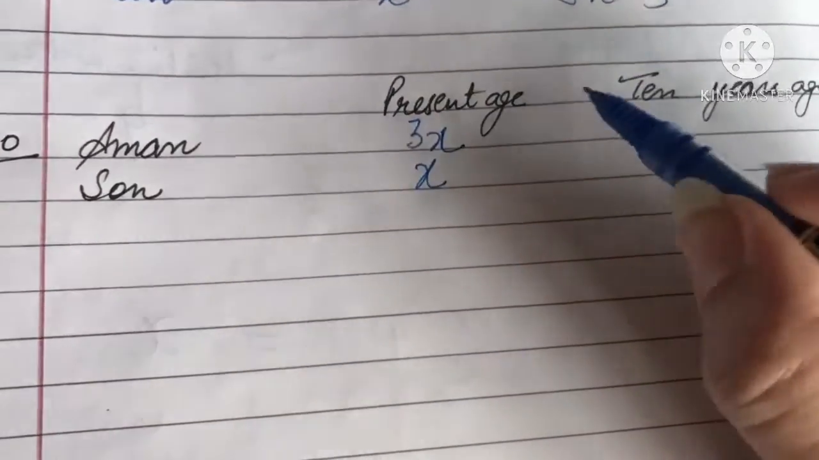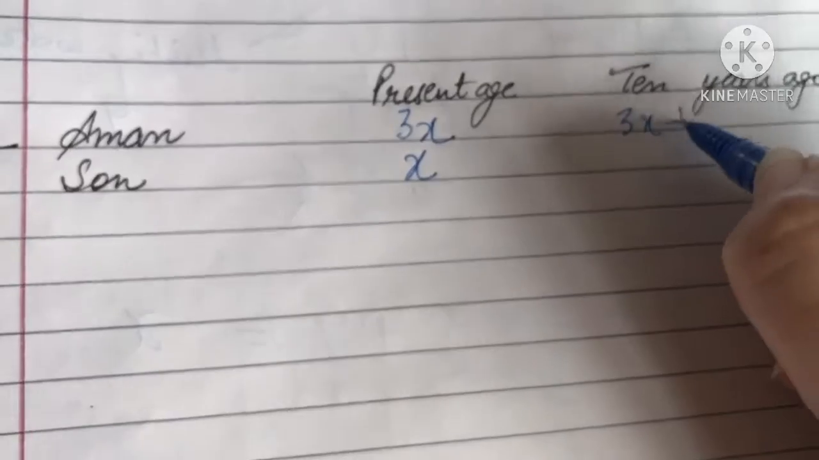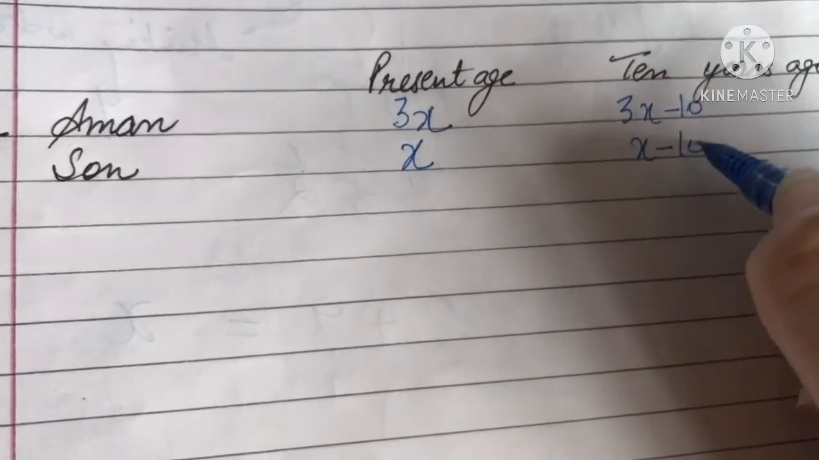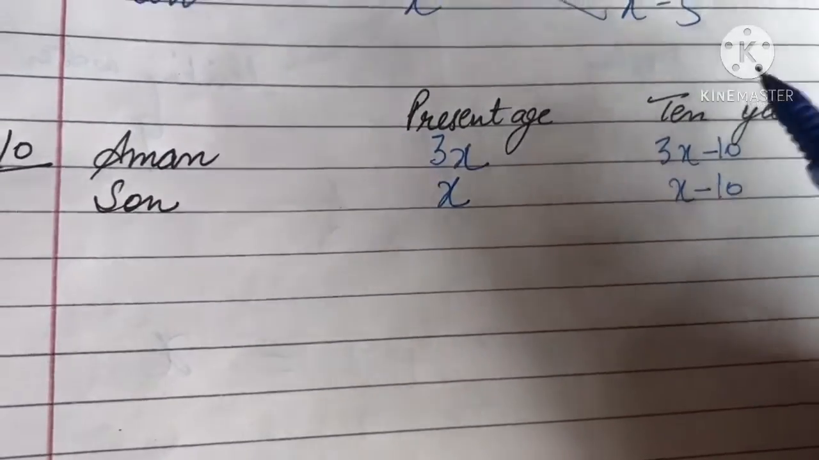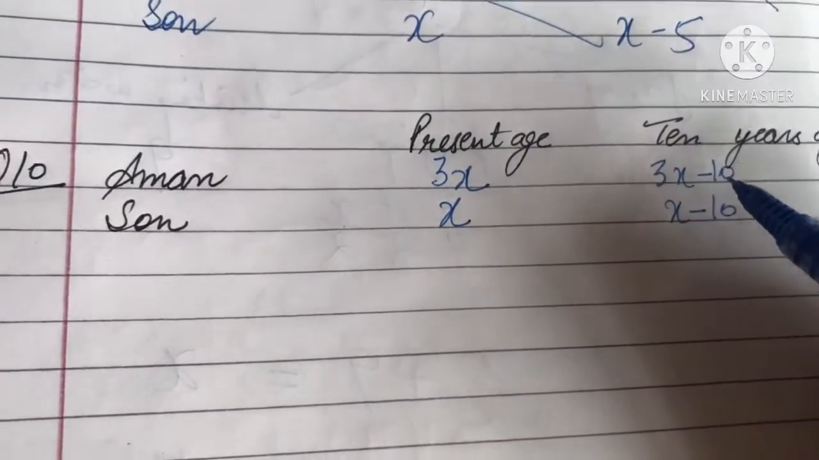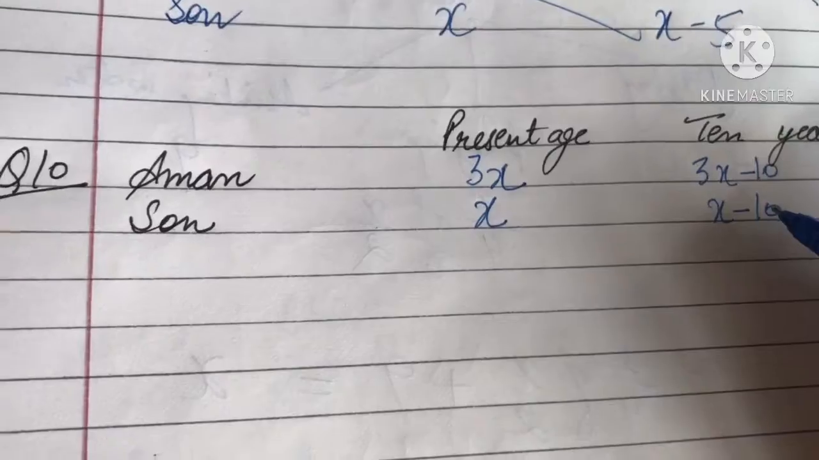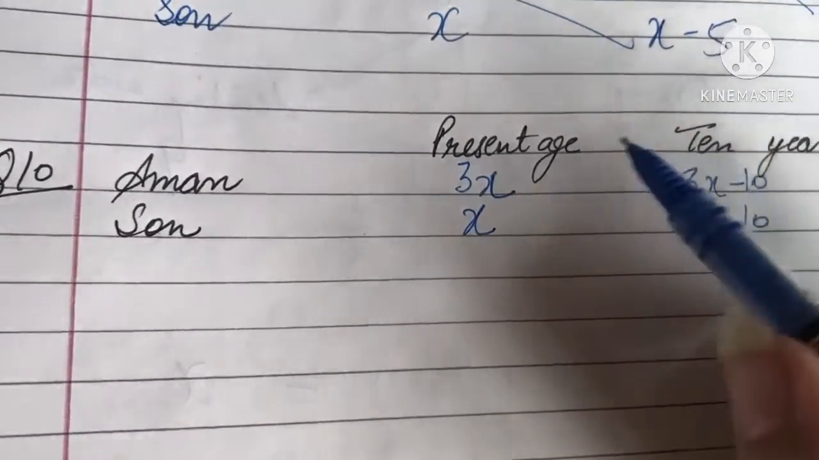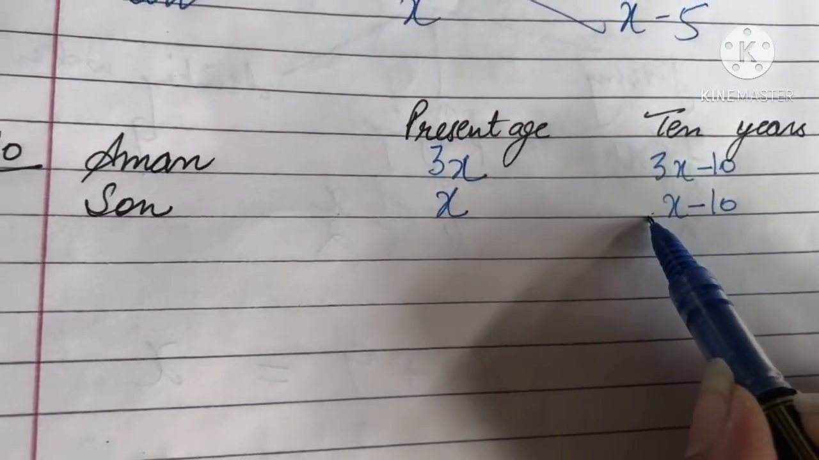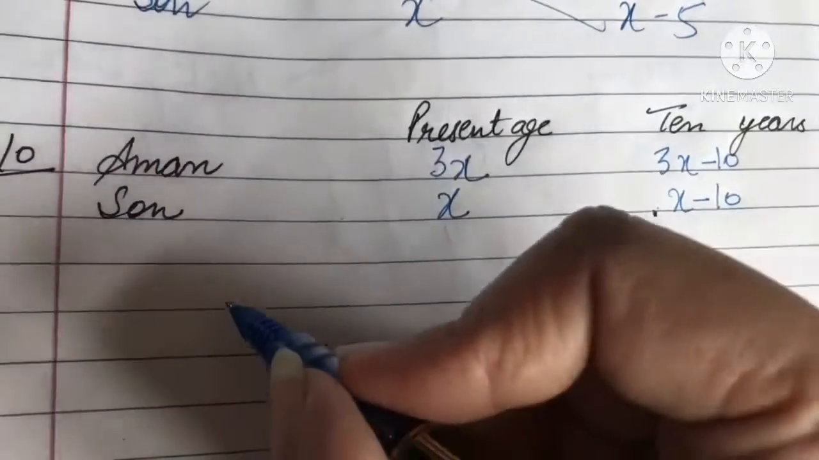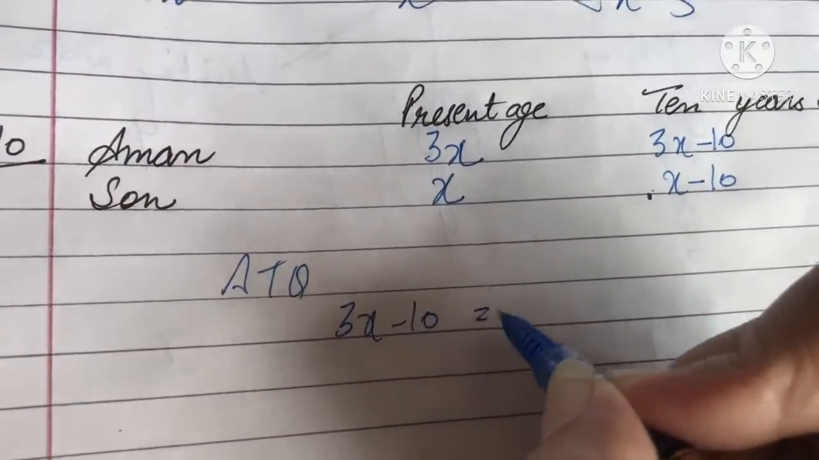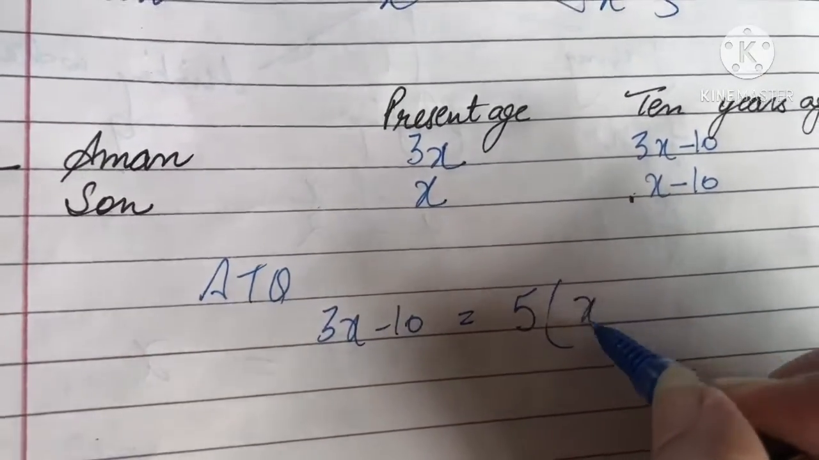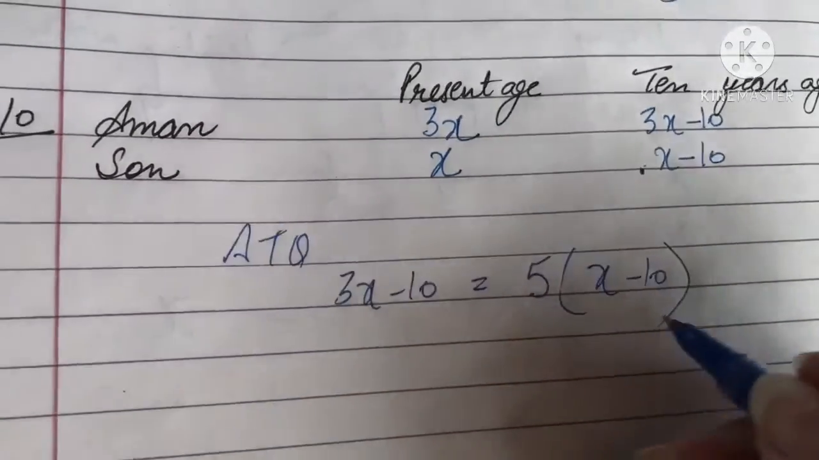Now for 10 years ago, simply subtract 10 from both, because they are telling us their ages 10 years ago. So what will be their age 10 years ago? Just subtract 10 from it. Now 10 years ago Aman was 5 times his son's age. According to the question, Aman's age 10 years ago equals 5 times his son's age. Now our equation is ready.